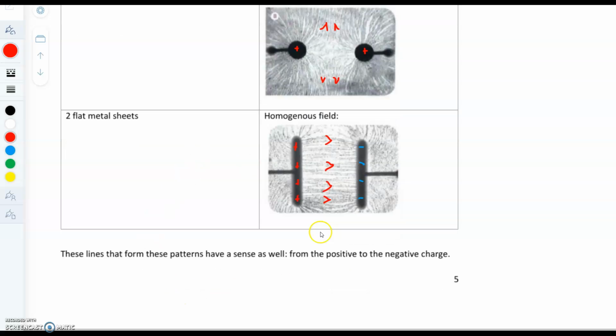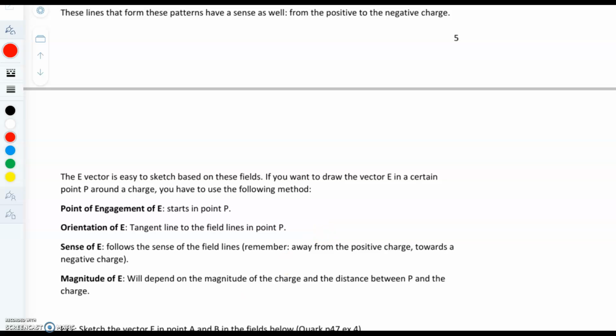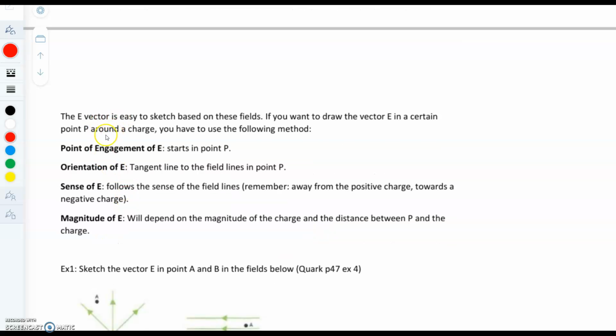Now, why do we draw these fields? Like I said here, vector E is easily sketched in different points around those field lines. Why? Well, in this case, all you have to do is take a certain point P and then draw the tangent line to the field lines at that point P. This is always a bit of an estimate, because those shapes can be quite irregular every now and then. But if you try to imagine the tangent line there, you will know what the orientation of your field vector E is. If you want to know the sense, well, it follows the sense of the field lines.